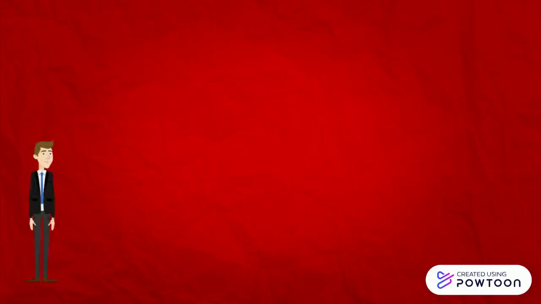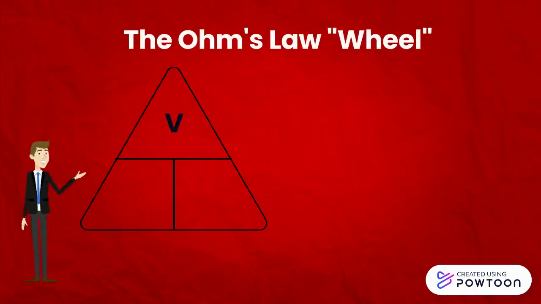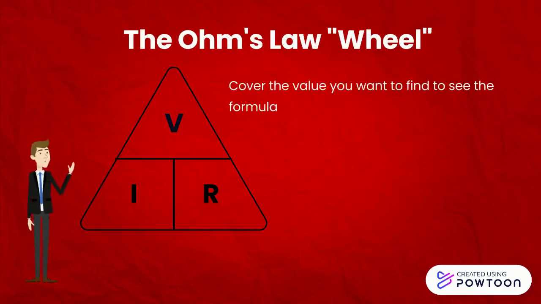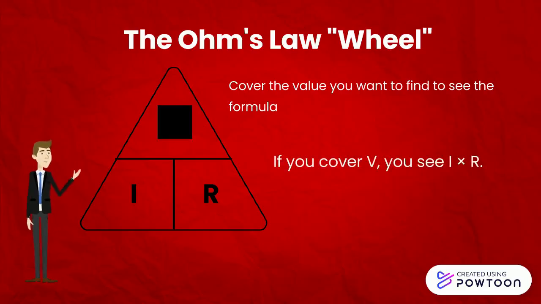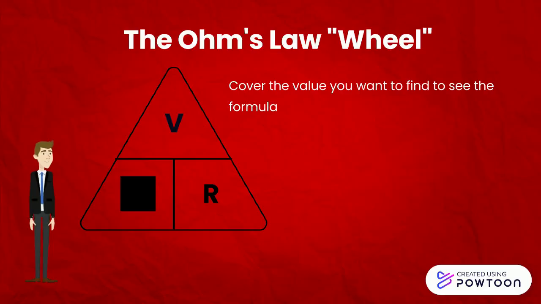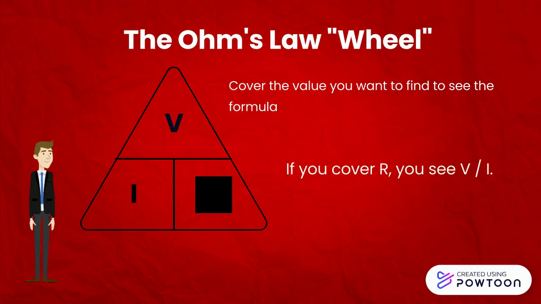An even easier way to understand Ohm's law is to use the Ohm's law wheel, also known as the Ohm's law triangle. In this triangle, you have to cover the value you need to find to see the formula. If you cover voltage, you see current times resistance. If you cover current, you see voltage divided by resistance. If you cover resistance, you see voltage divided by current.